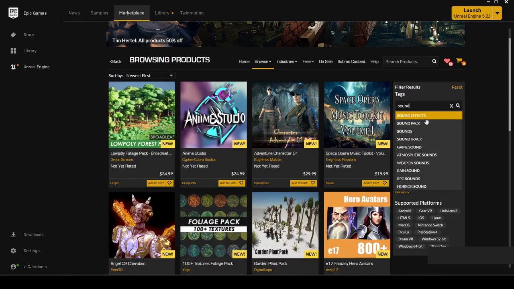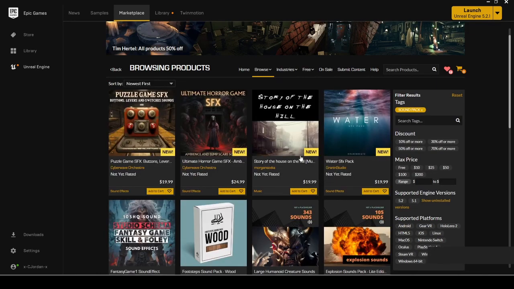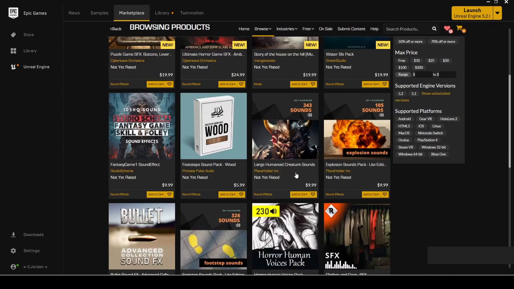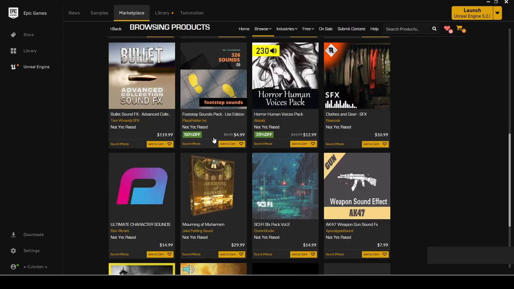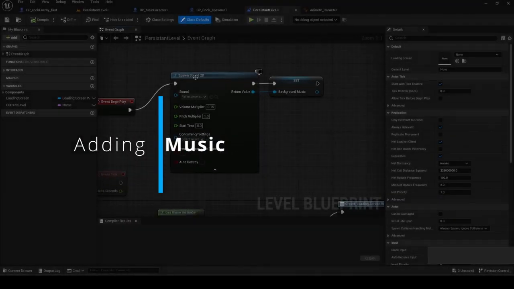So I went into the Epic Store looking for music and sound effects. The problem is that I'm an indie dev, so I really don't have a lot of money to just buy here and there. So I went into the Epic Store and, well, I actually found a lot of good stuff. And with that, let's add the music and the sound effects.